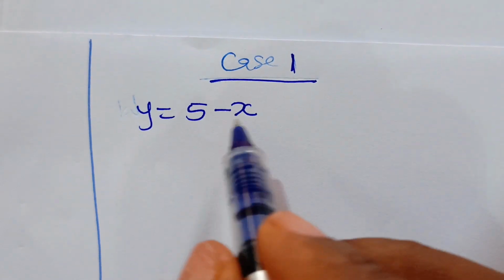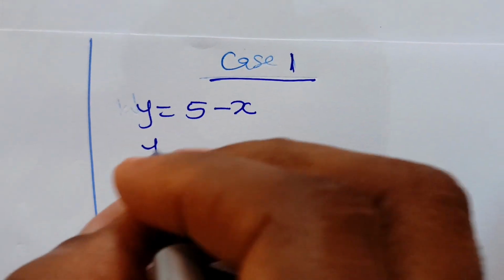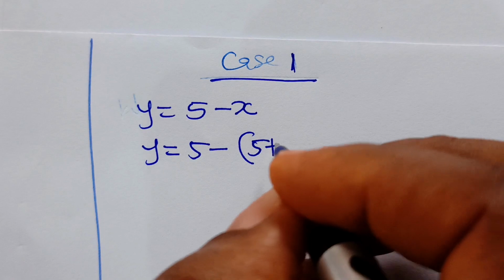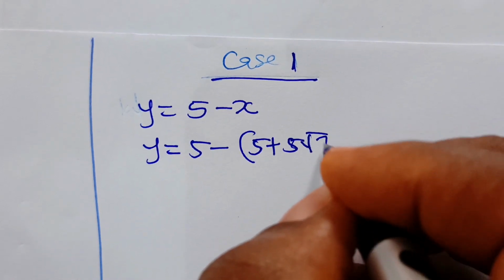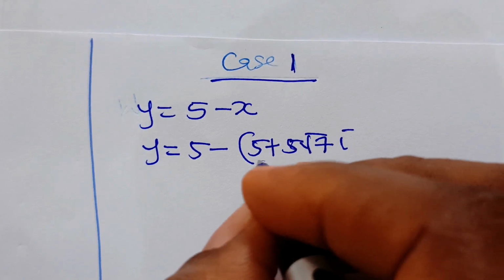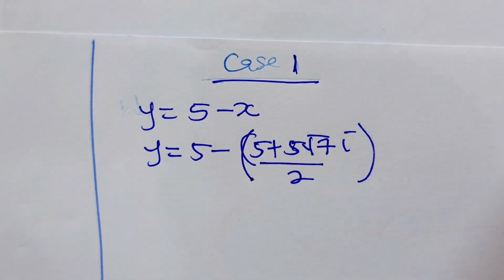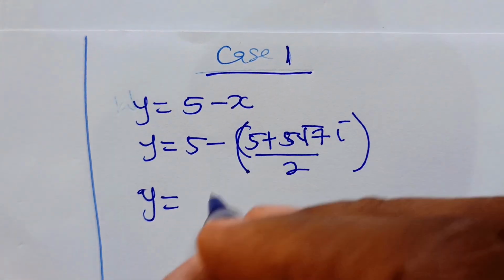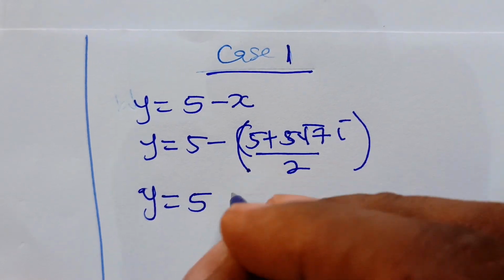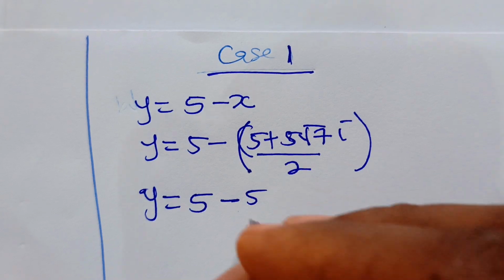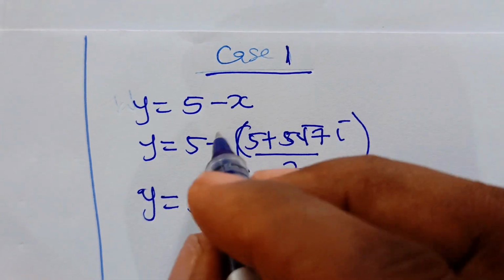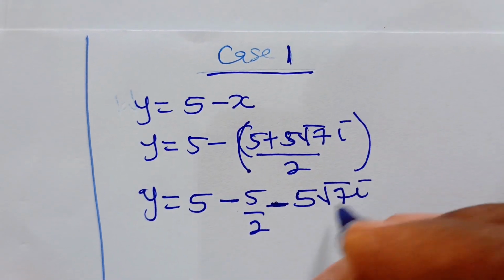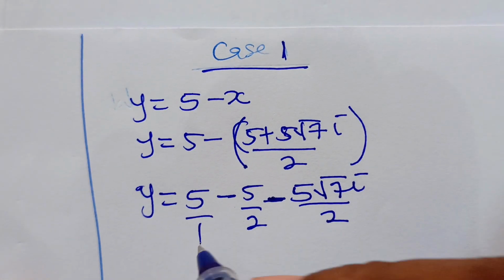So this time around, we are going to consider x1. And we have y to be equal to 5 minus our x1, which is 5 plus 5 root 7i divided by 2. So that is our first x. That means this corresponding y should be 5, minus times 5 will give us minus 5. They are both sharing this over 2. Then minus times plus is also minus. So we have minus 5 root 7i divided by 2 as well. And this is over 1.